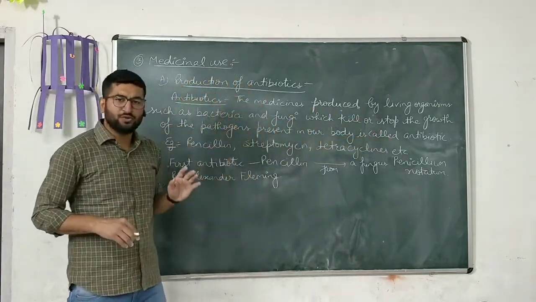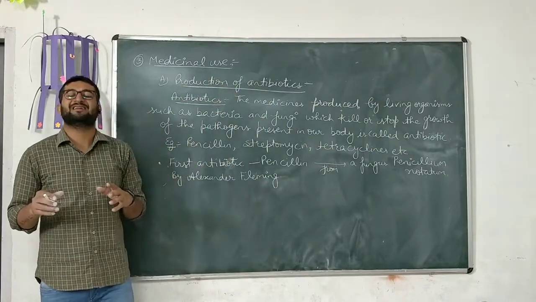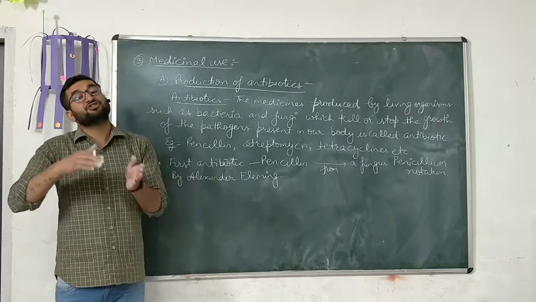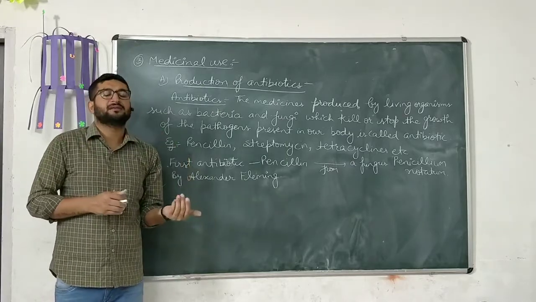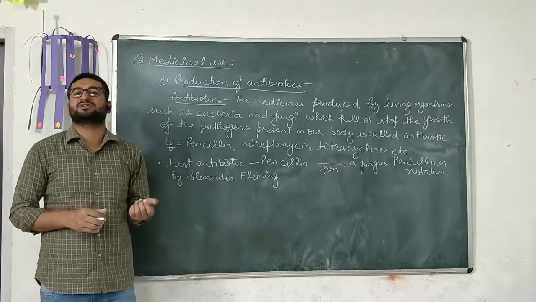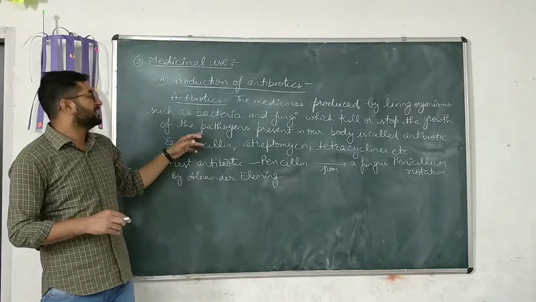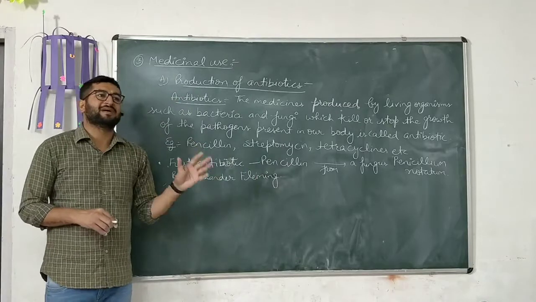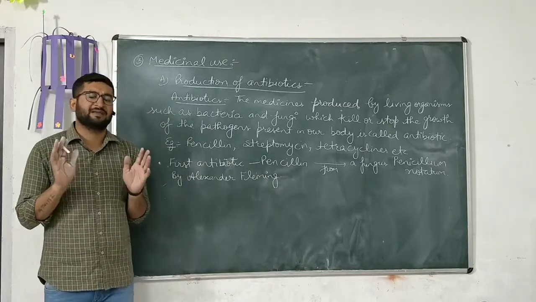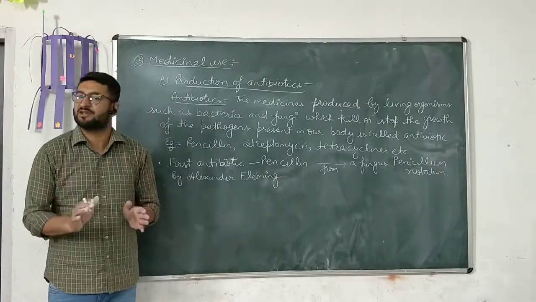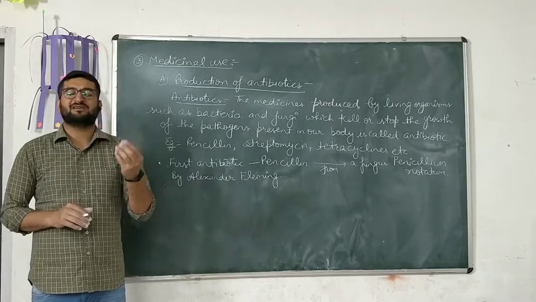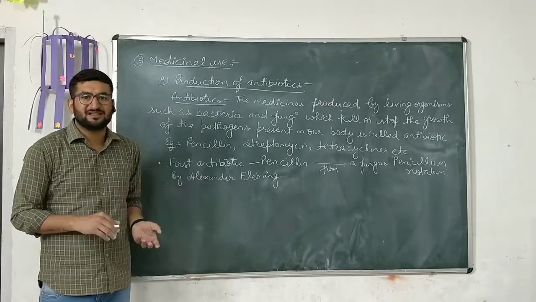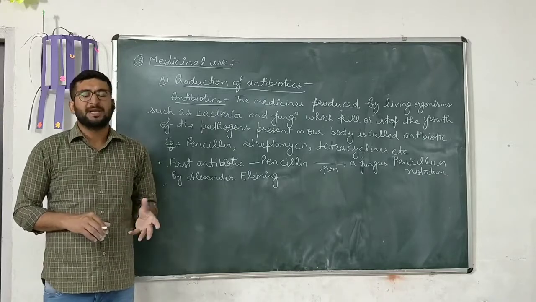So the medicines produced by the living organisms, for example bacteria and fungi, which are used to kill the pathogens, that is disease causing microorganisms, are called antibiotics. There are various kinds of antibiotics known to date. More than 150 antibiotics we have discovered till date, out of which a few examples are streptomycin, chloromycetin, tetracyclines and penicillin.